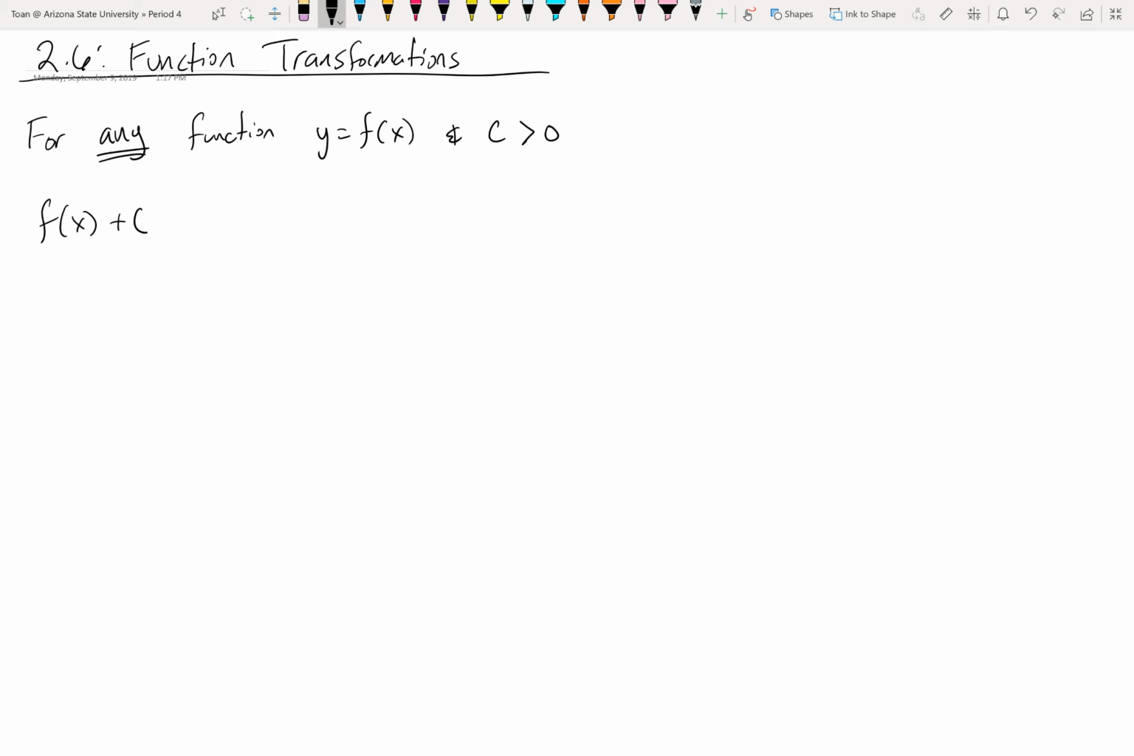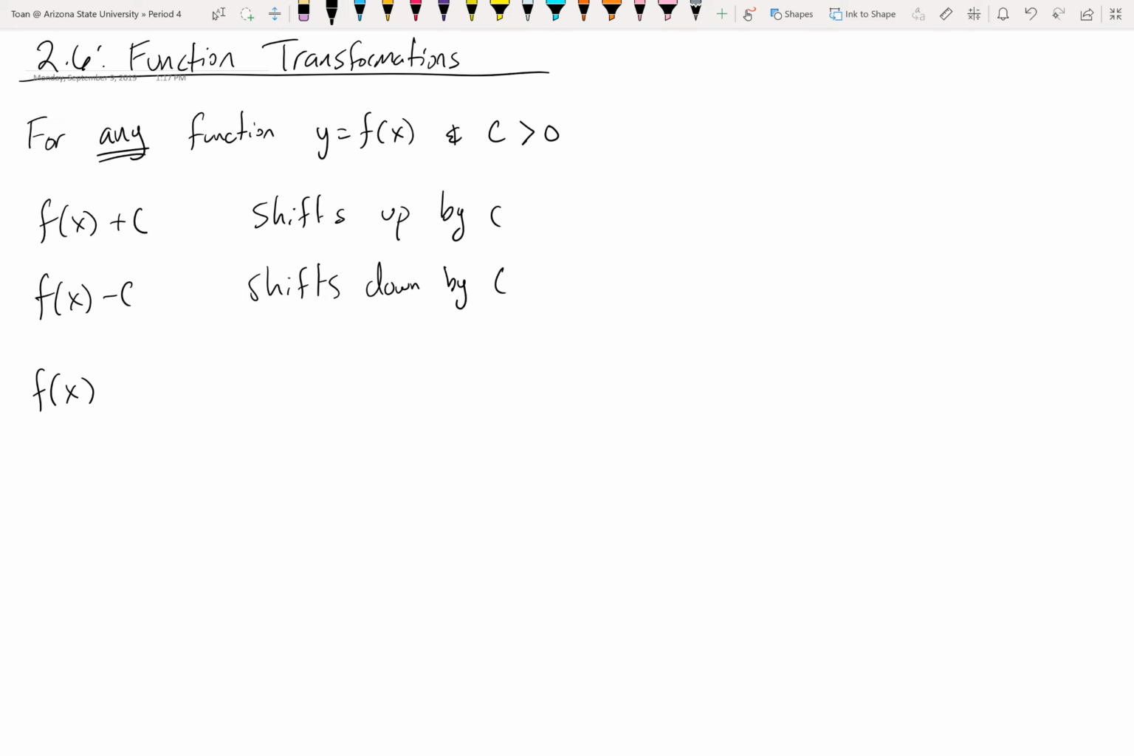If you take that function and add to it, it will shift the graph up by exactly what you added to it. Add 2 goes up 2. Add 5 goes up 5. If you do the exact opposite and subtract, well, not surprisingly, it does the exact opposite. It shifts down.